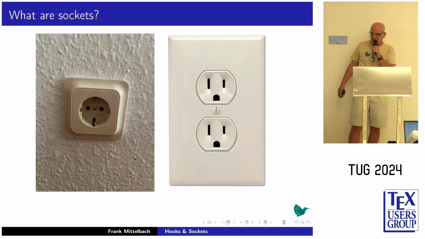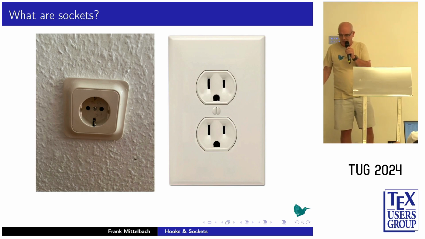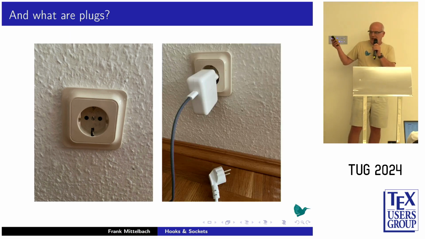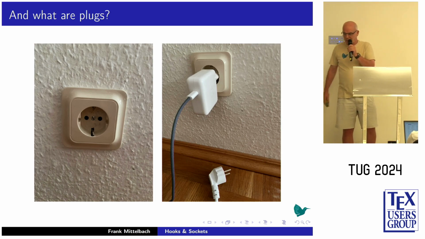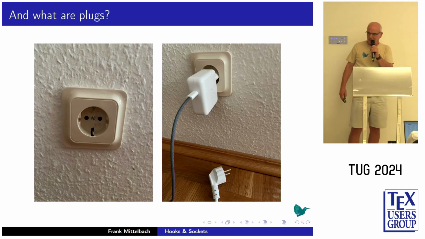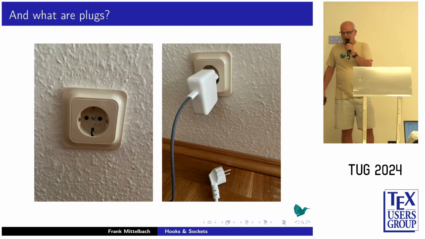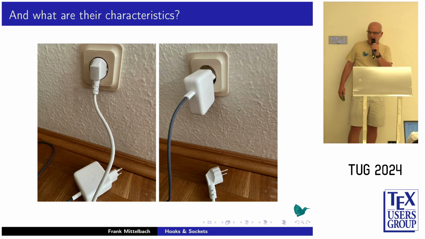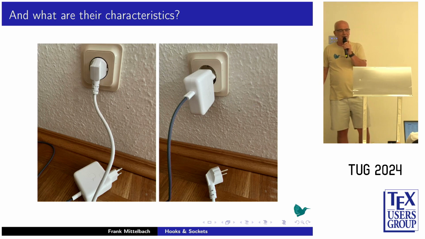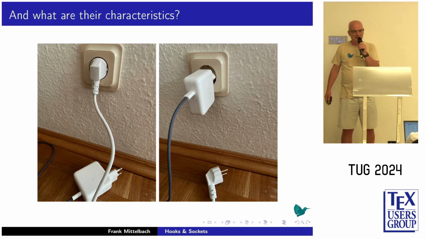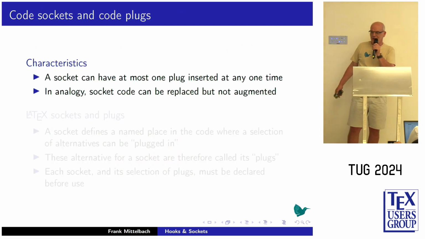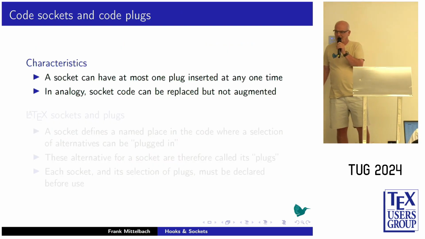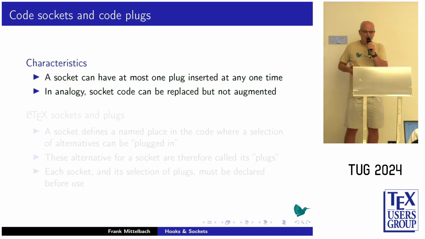So these are two sockets. One is from my home, the other one not quite. What are plugs? Plugs are on the right, you see. There's one lying on the floor, and the other one is inside the socket. And what's the characteristic? Well, in contrast to hooks, you can have only one plug inside your socket, right? So you can exchange them, but you cannot add several in the same place, right?